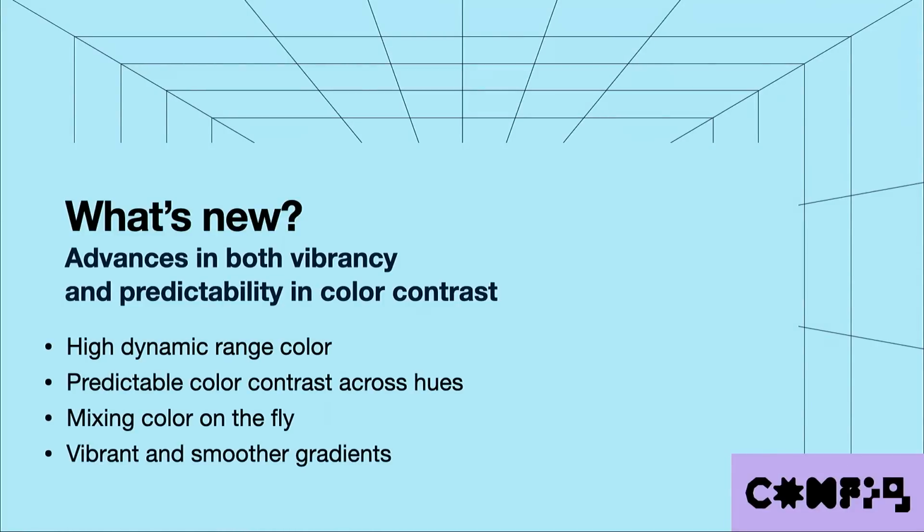And so, yeah, what's new? We have a lot of new advances in both vibrancy and predictability in color contrast now as a part of the core web platform. We have predictable color contrast. That means when you're using the L channel, so HSL has a kind of wild lightness channel, whereas OKLCH and some of these new color spaces have a very reliable L channel, and you can depend on it to have high contrast across varying hues and saturations. Yeah, and you can also now dynamically mix colors on the fly in your browsers using new color-mix functions. And we've got vibrant and smoother gradients, which I can't wait to show you because they're so rad.